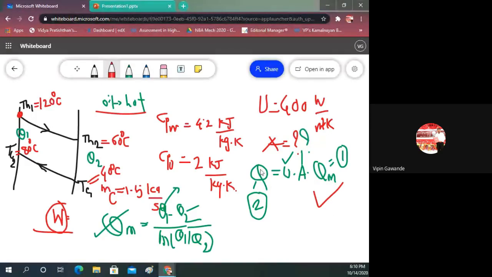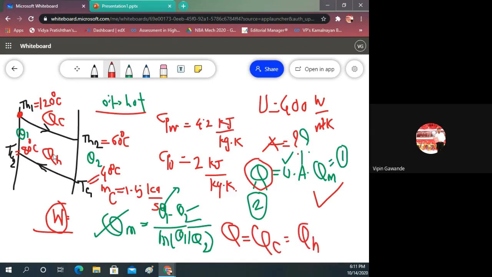Now what is the unknown? Q is remaining. How will we calculate the value of Q? Either you calculate QC, or you calculate QH, or you take the energy balance equation, because we know all four temperatures. So Q is equal to either QC or QH.